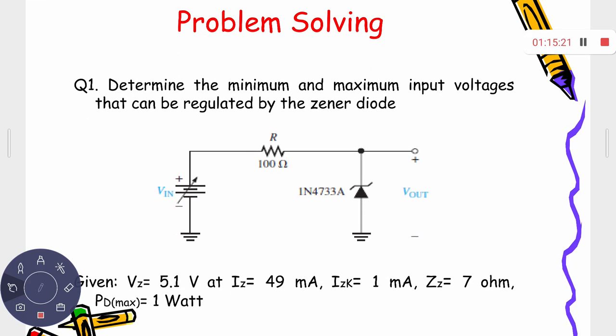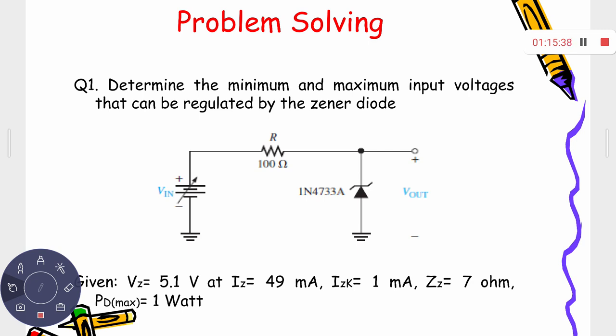Okay. So the first problem is: determine the minimum and maximum input voltages that can be regulated by the zener diode. That means you are personifying yourself as an element in the load side. That is given. Specification is given.